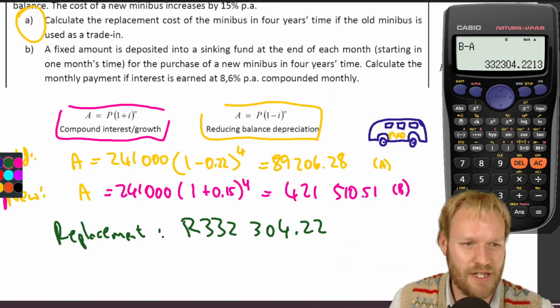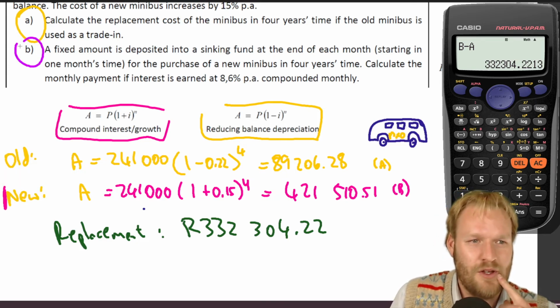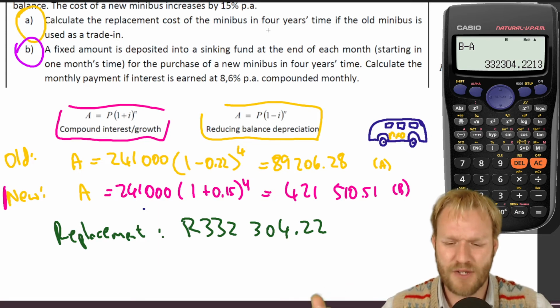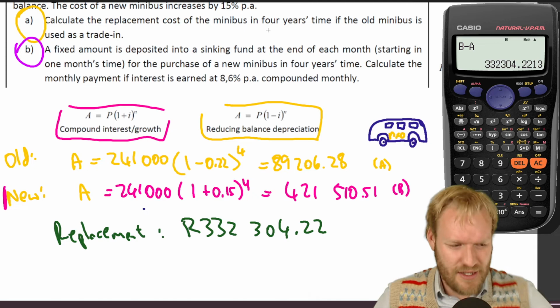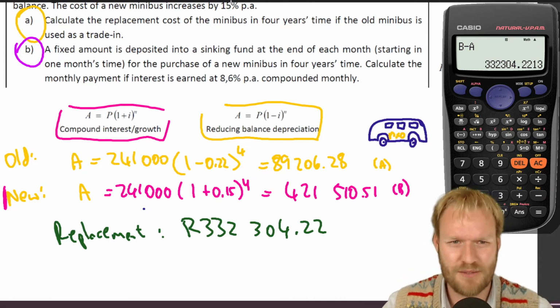Okay, so that's part A. Part B of our question. Part B asks, a fixed amount is deposited into a sinking fund at the end of each month. So there's quite a general idea that let's plan for buying that new minibus, and let's put some money away every month so that we can afford the new minibus.